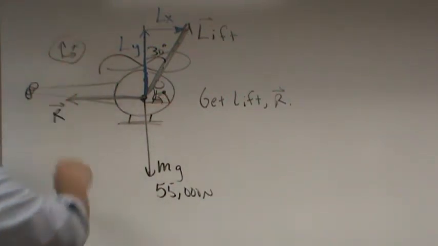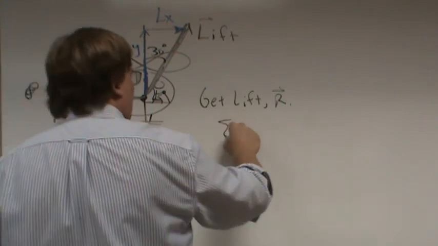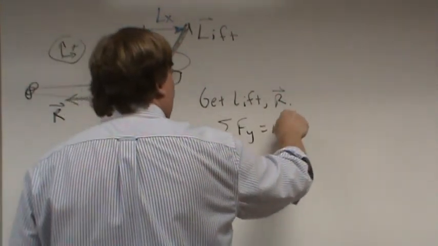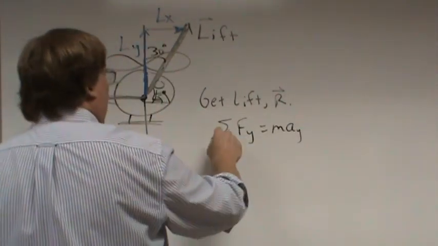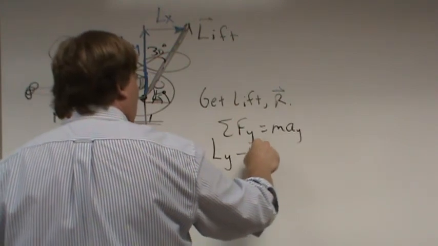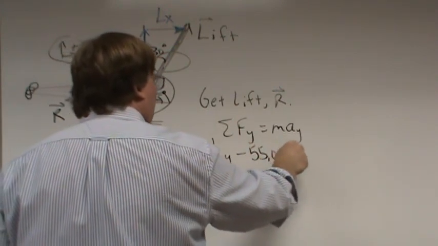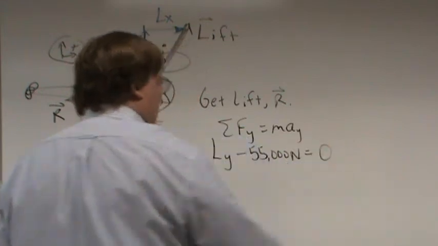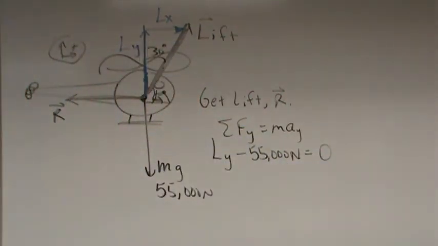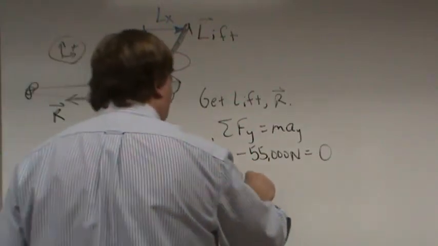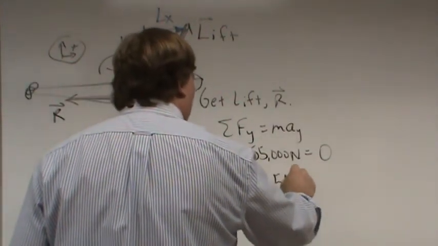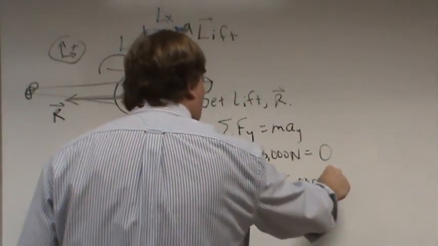I'll define up as positive and to the right as positive. So I've got the sum of the forces in the Y direction equals m a_y. I've got the Y component of lift minus the 55,000 newton weight equal to 0, because it's traveling at a constant velocity, so there's no acceleration. So I've got the Y component of lift.